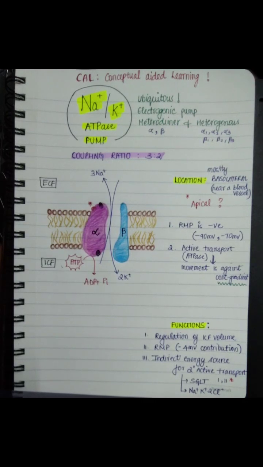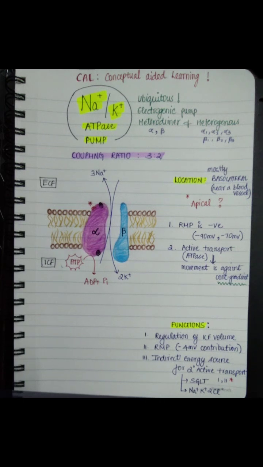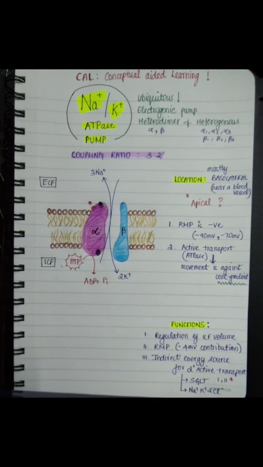A few important and fascinating points about the sodium potassium pump is that it is ubiquitous. It is universally present in all the cells in our body, and it is an electrogenic pump. That is, it contributes to the maintenance of resting membrane potential, which we'll be learning in a few minutes in this session, and it is also the one which creates the ionic difference between the extracellular and intracellular components.